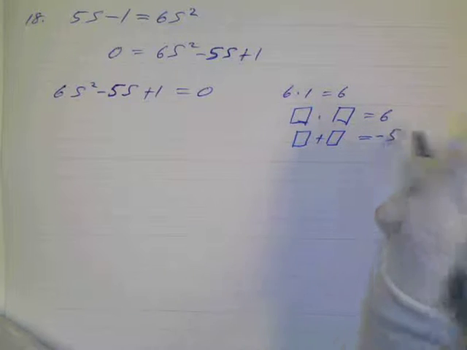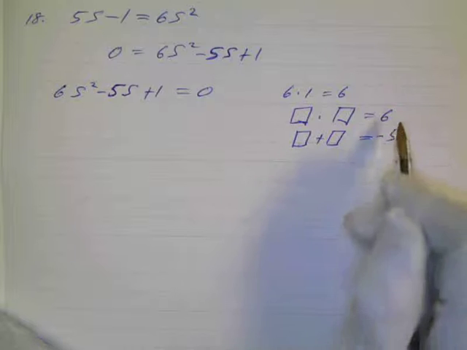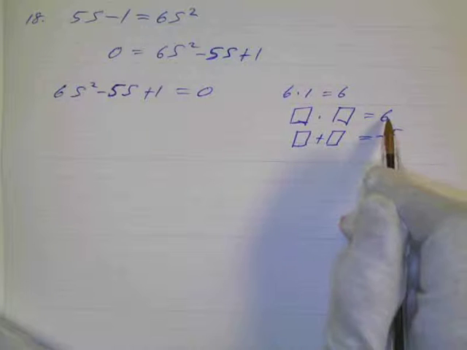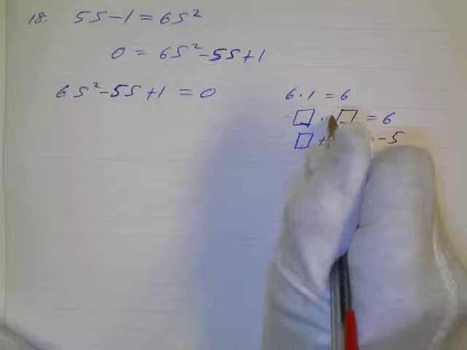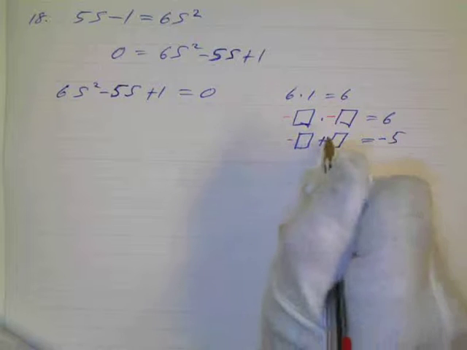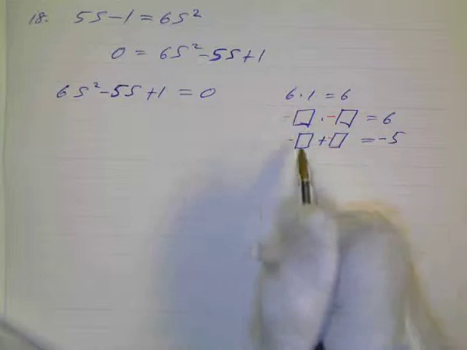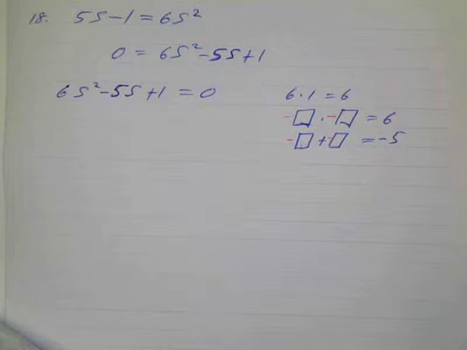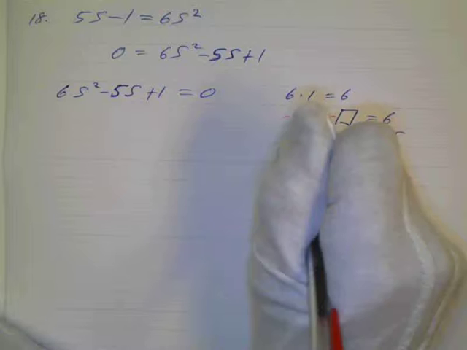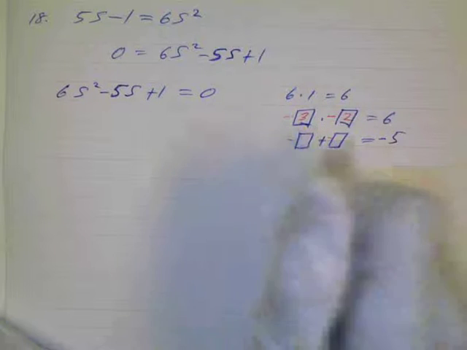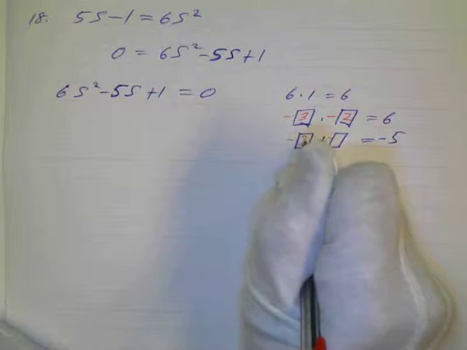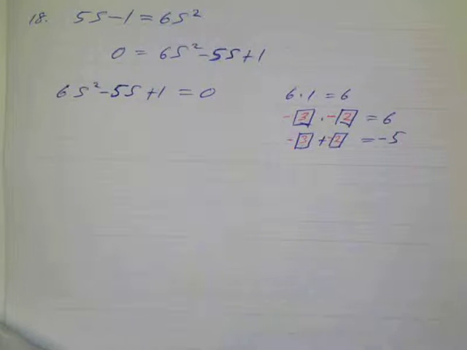Well, if they have to multiply to give a positive, the signs should be the same, but if they have to add to be a negative, they must both be negative. A negative times a negative is positive, but a negative added to a negative is a negative. So what are those numbers going to be, do we think? Well, looks like 3 and 2. Negative 3 times negative 2 is positive 6, but negative 3 plus negative 2 is negative 5.